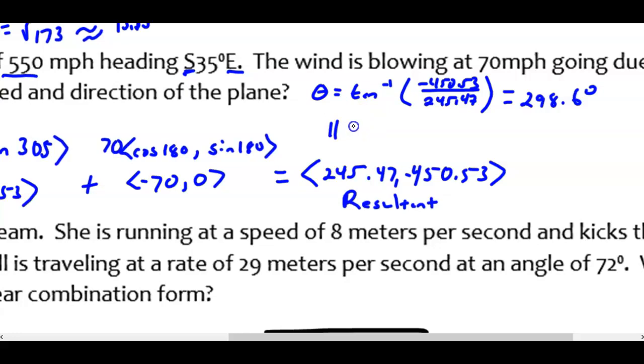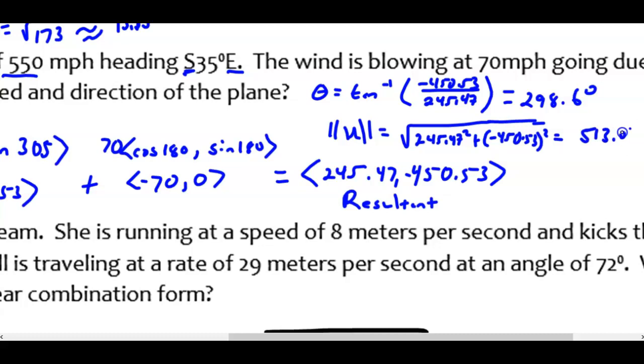Then we take the magnitude to find the speed. If I take the magnitude of this resulting vector, we'll call it vector u, we end up with 245.47 squared plus negative 450.53 squared. When we do that, we get 513.06. So here's the angle, here's the speed.